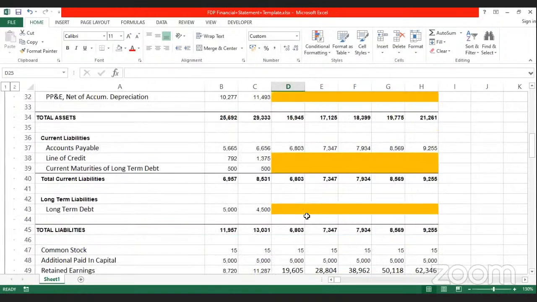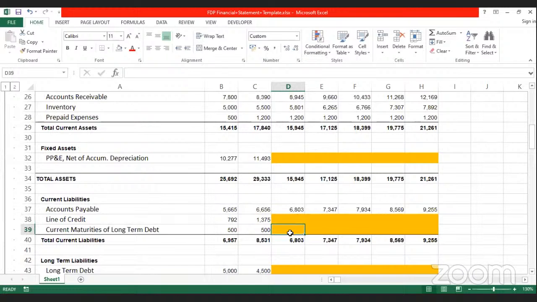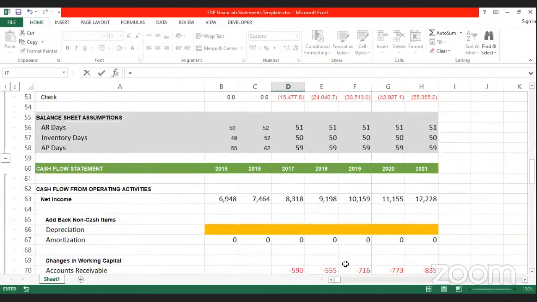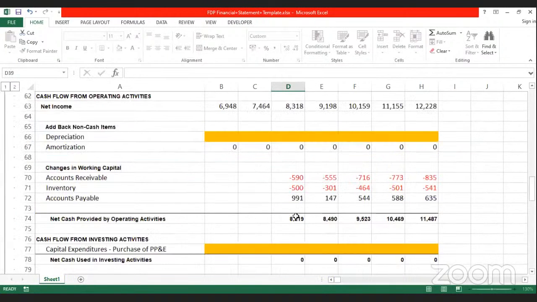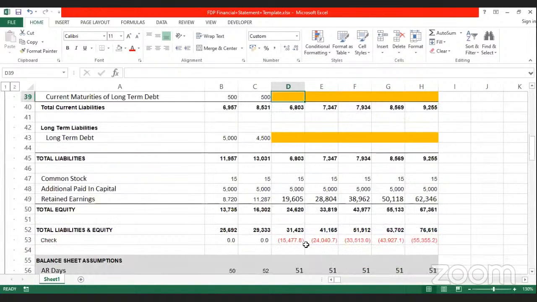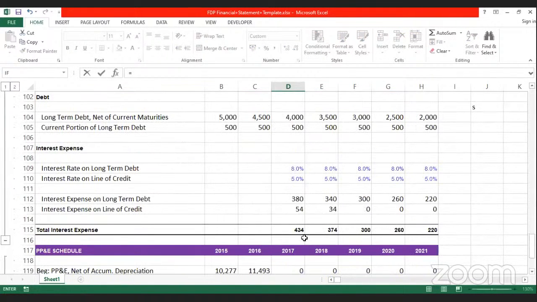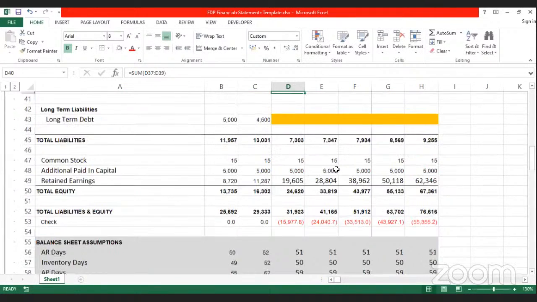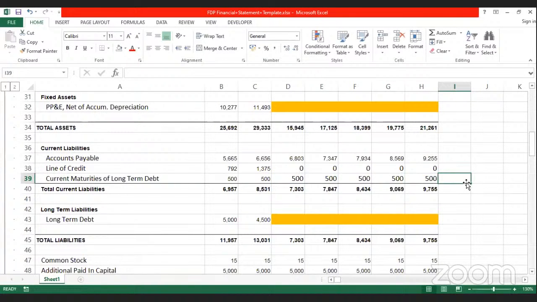Okay, now I do have my line of credit and my current maturities of long term debts. So first let's type the line of credit. Line of credit I can get in this particular schedule. As it is 0, we just need to drag that. Now current maturities of long term debts is equal to, I do have that amount. I'll take this amount and link it, so that automatically the amount will get pasted.